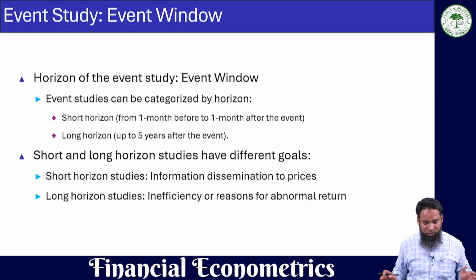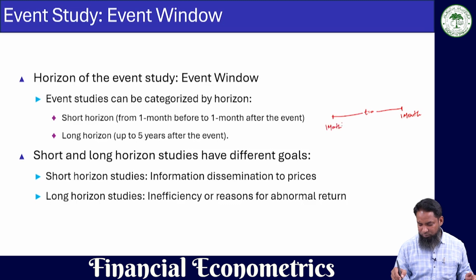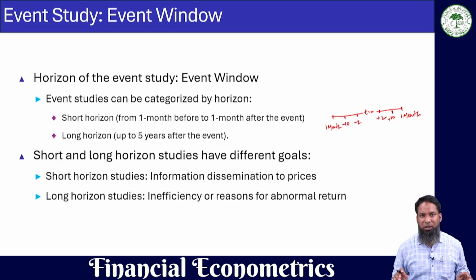A short horizon is usually from 1 month before the event to 1 month after the event, at the maximum. So if we have the event at T0, we can go up to 1 month in the post event window after the event, and 1 month prior to the event. That is the maximum limit; otherwise it could be 2 days here and 2 days here, so -2 to +2, or it could be -10 days and +10 days, just after the 10 days of the event and before the 10. This is known as the horizon. It is known as the short horizon if the maximum event window is ±1 month. However, if it is more than 1 month and up to a maximum of 5 years, then we call it the long horizon. So based on that, we have two kinds of event study: the short horizon event study and the long horizon event study.